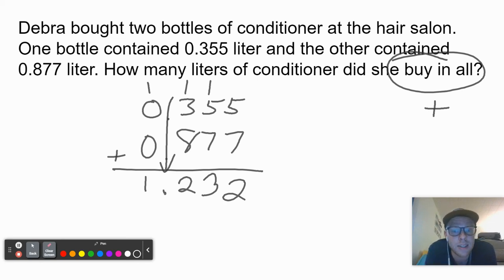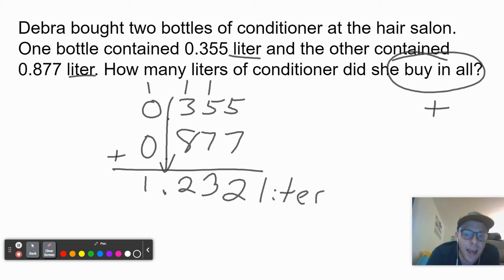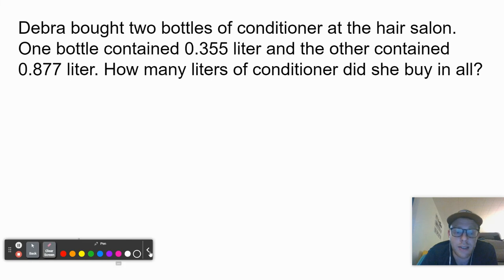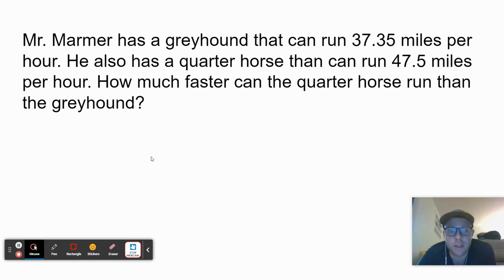And because this is a word problem, we need a label. We are talking about liters. That's a measurement of volume. And I'm going to add that to my final answer. So hopefully that first question here makes a lot of sense. So we're going to go back and we are going to go to our next question.